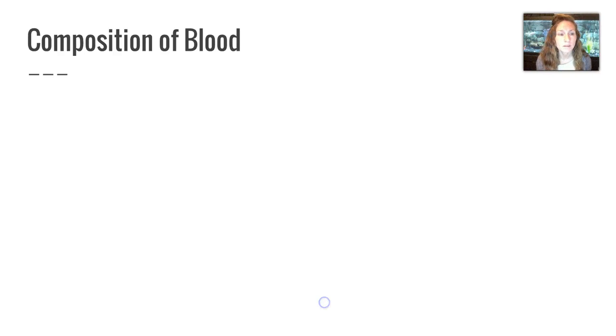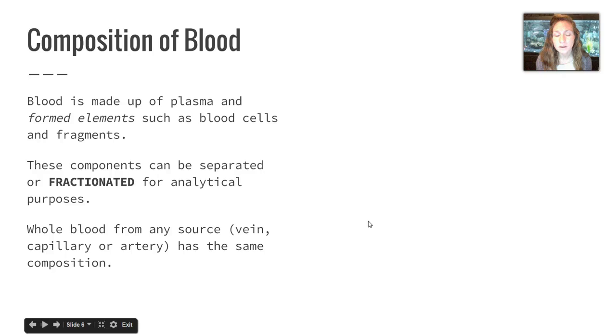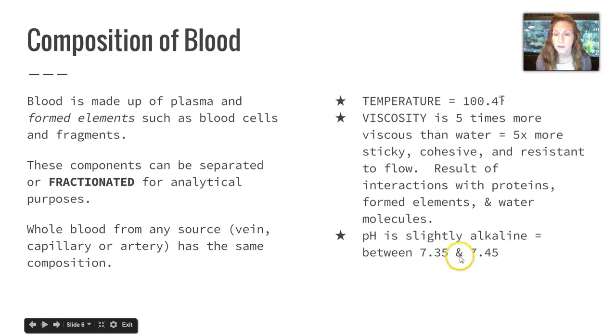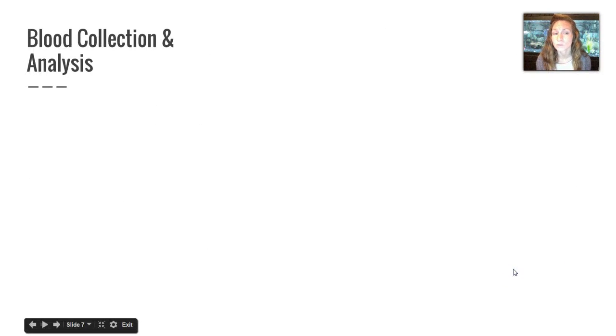Composition of blood: it's made up of plasma and formed elements such as blood cells and fragments. We can separate them through fractionation. We usually do this for analytical purposes. And whole blood from any source, whether it's venous, capillary, or arterial, has the same composition. 100.4 degrees Fahrenheit is the average temperature. Viscosity is about 5 times more than water, and the pH is slightly alkaline, between 7.35 and 7.45.